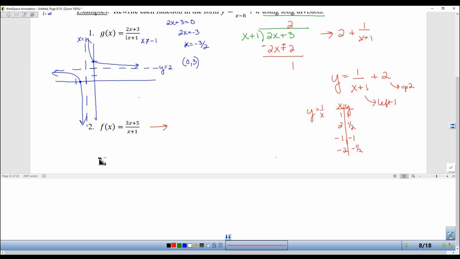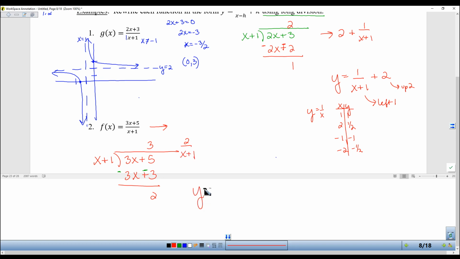So I'm going to do the long division. x plus 1 goes into 3x plus 5. So I multiply by 3, and I get 3x plus 3. I'm going to use a different pen color to make sure that I subtract. And that gives me 2, and that's it. So the remainder is 2 over x plus 1.